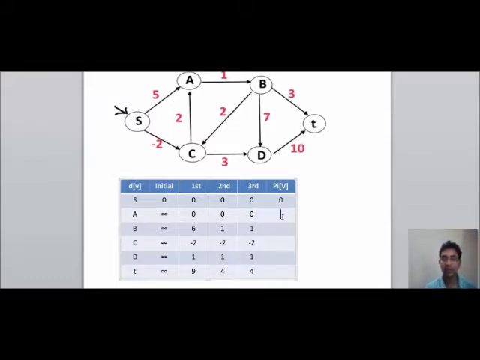The preceding node value that we need to update while the last iteration is being carried out: for A, it is S, and for B, it is A, and for C, the last iteration is S, and for D it is C, and for T it is B.